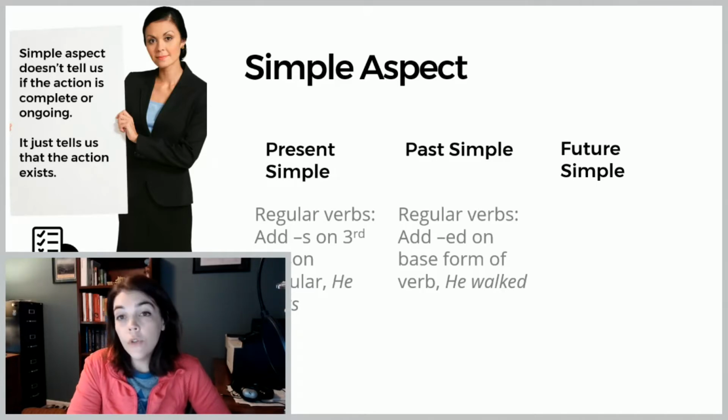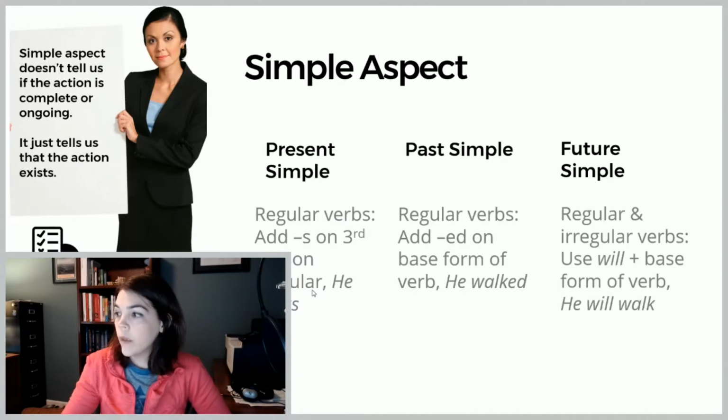And with future, the way it looks different is we add will. Will, as you'll learn, is actually a modal. It's a modal verb, and when we put it together with the base form of a verb, we create the future tense. And so it becomes he will walk. Okay? So that's just the simple aspect.